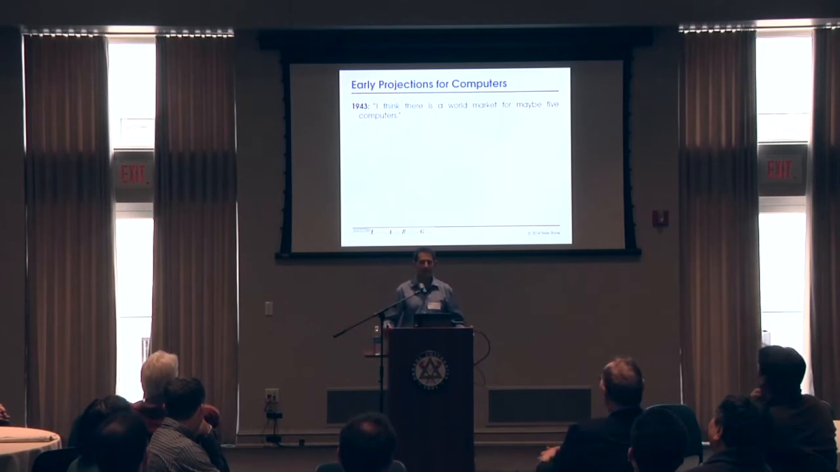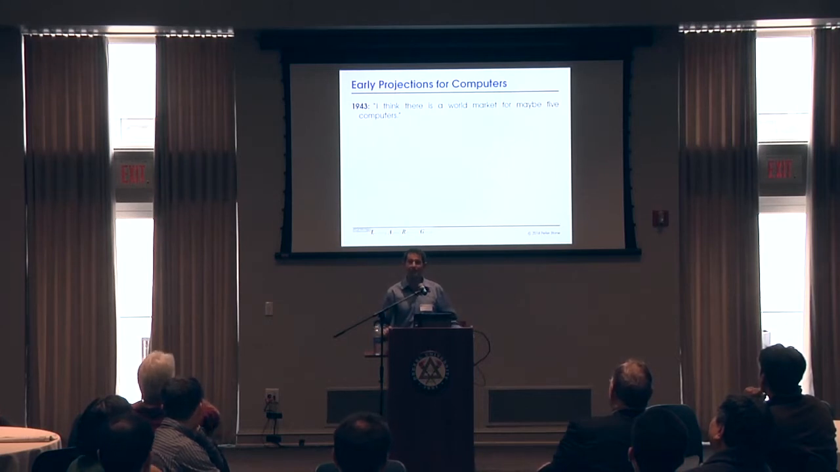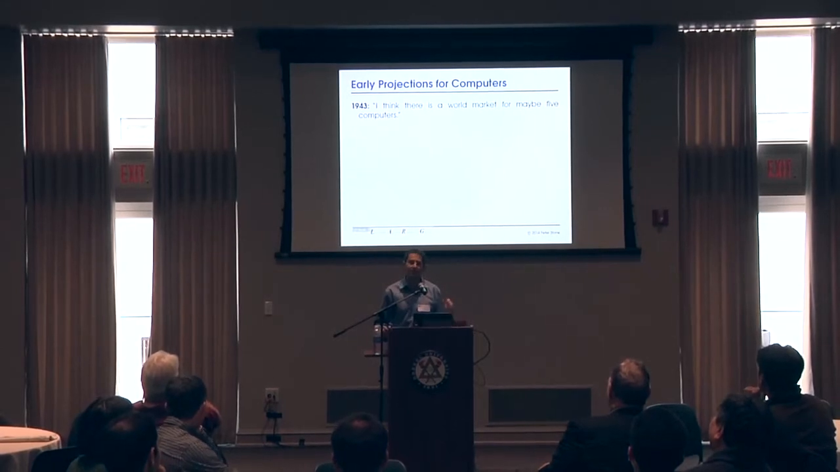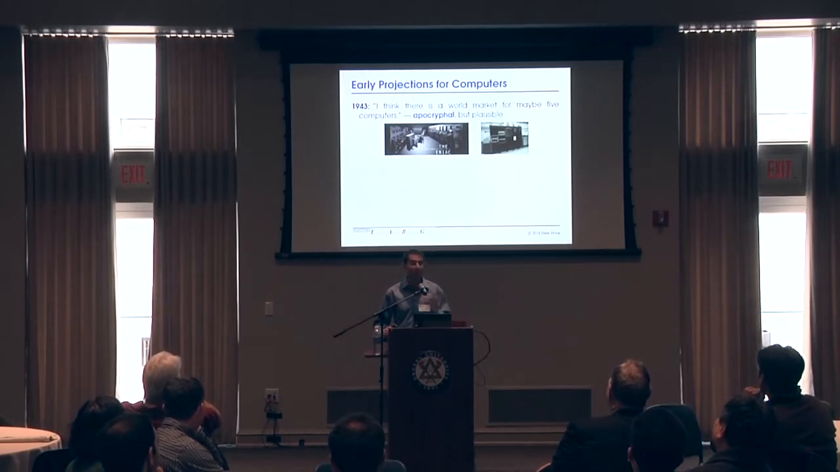There's sort of this series of well-known quotes and projections, or early projections for the field of computer science, or just computers in general. This one is widely attributed to Watson, the founder of IBM. I think there's a world market for maybe 5 computers. Turns out this is apocryphal. There's no evidence that he actually said this. But it was plausible at a time when computers filled an entire room and were vacuum tubes and were very, very large beasts in some sense.